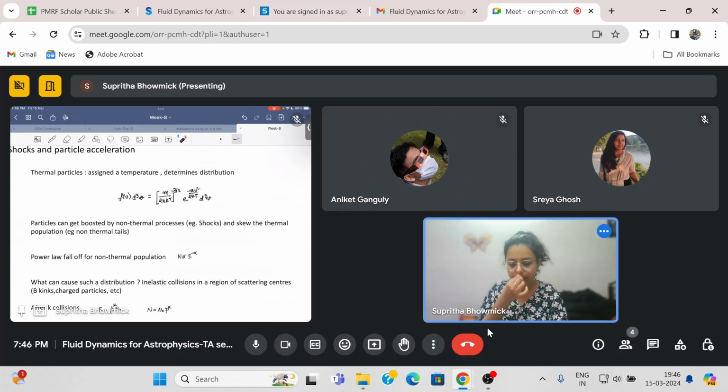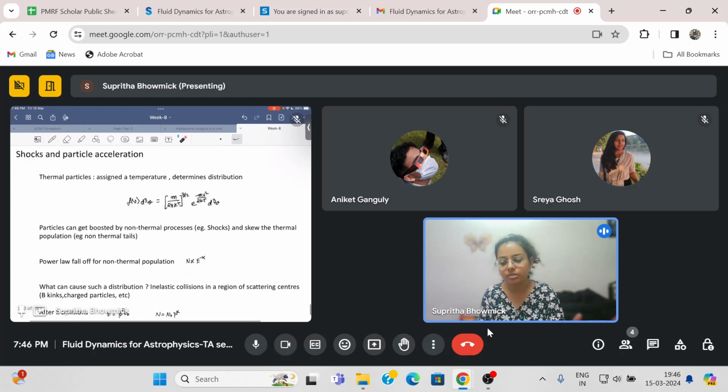Okay. Then what was discussed was shocks and how they result in particle acceleration. All right. So particles that are accelerated by, let's say, shocks or other astrophysical processes, will usually have a distribution different from the thermal distribution. Okay, so what's a thermal distribution?